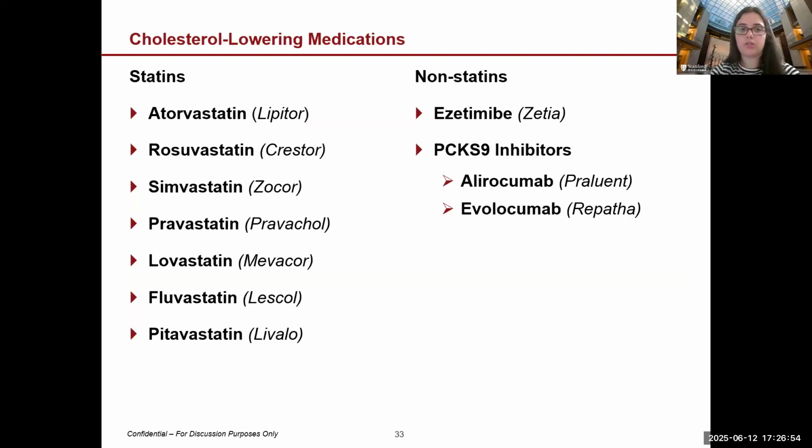Next, we'll talk about cholesterol-lowering medications. The very common medications are statins, including atorvastatin, rosuvastatin, simvastatin, pravastatin, and etc. And then we have other medications that are non-statins, including ezetimibe, or a class of medication called PCSK9 inhibitors that include alirocumab or evolocumab.